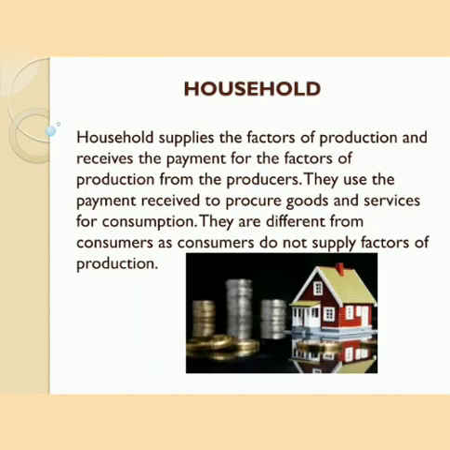The fourth economic entity is a household. The household has two simple activities. A household supplies the factors of production and receives the payment for the factors of production from the producers. They use the payment received to procure goods and services for consumption. Household and consumers look very similar. However, they are different from consumers, as consumers do not supply factors of production.